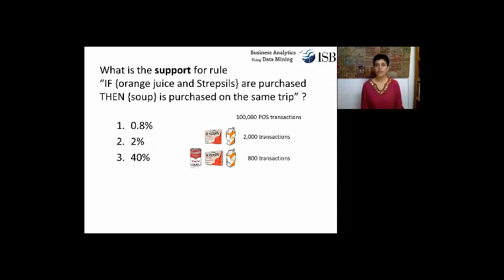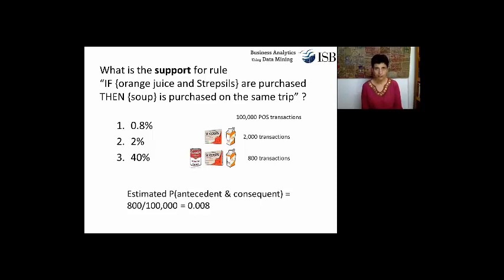If you remember, the support doesn't really care what's in the if and what's in the then. It's going to look at both the antecedent and the consequent together. And if we look at the baskets that have all three of these items, orange juice and Strepsils and soup, we see that we have 800, and we divide that by the total number of baskets that we have, which is 100,000. That gives us a support of 0.008, or in percentages, 0.8%.